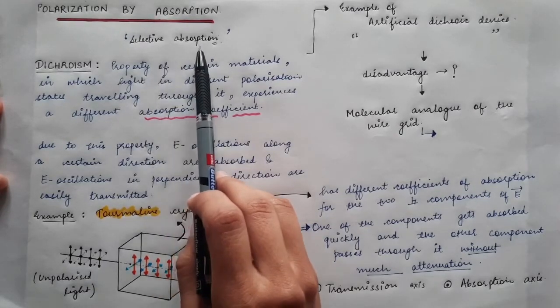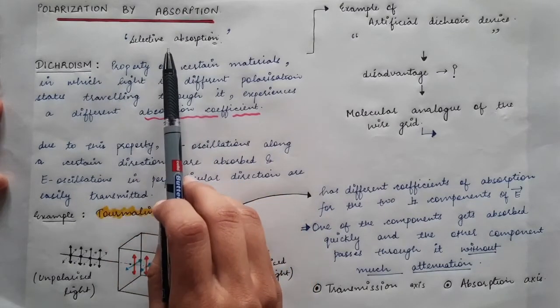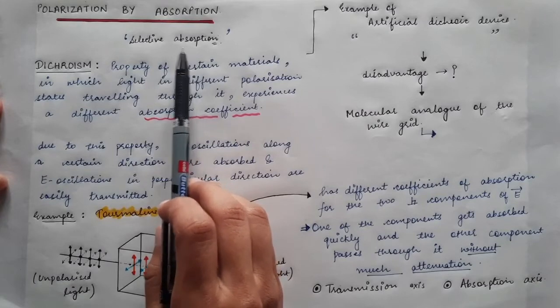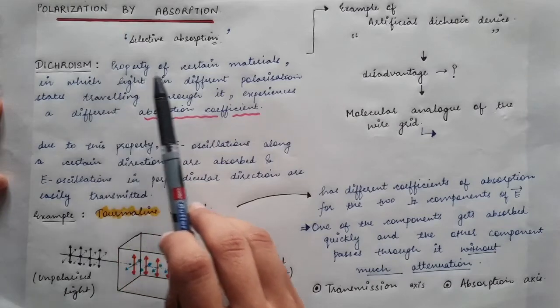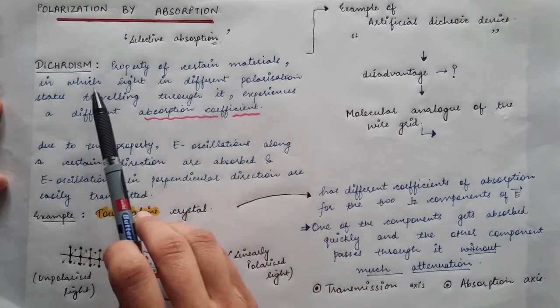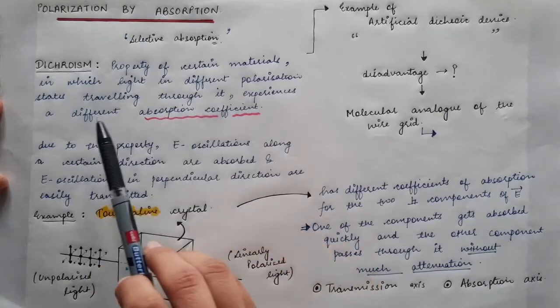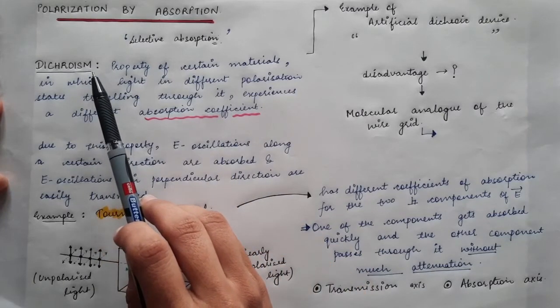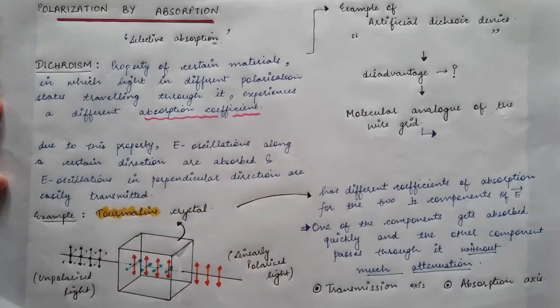Selective absorption occurs due to the dichroism property of a material. This selective absorption, absorbing one of the two orthogonal components of the electric field in an EM wave, occurs due to the dichroism property of the material. Now what is the dichroism property? It is the property of certain materials in which light in different polarization states traveling through it experiences a different absorption coefficient. This is not common in all materials; it is a property of certain materials.